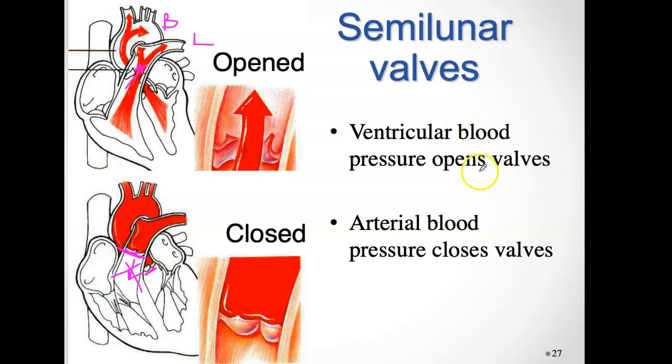However, when the contraction is over, the arterial blood pressure here closes the valve, preventing the leakage back where it came from. Remember, you don't want any of that blood to be backtracking in the heart. It would make the heart work so much harder. So these are the semilunar valves. Semilunar because they look like a half moon.